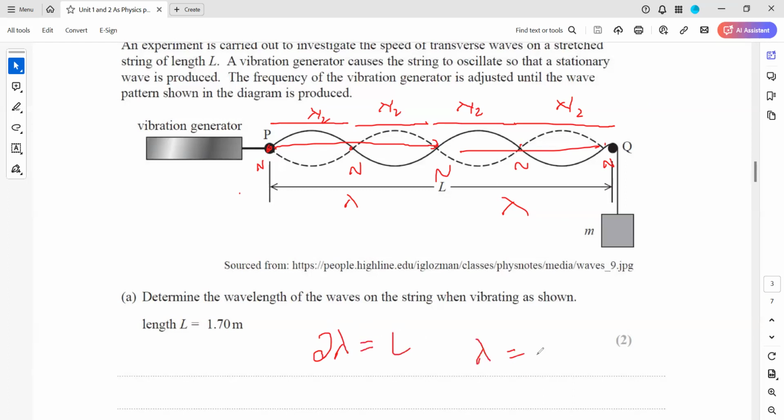And if we need lambda, lambda is L divided by 2, where L is the total length, 1.7, divided by 2. So each will be 0.85 meters. That will be the wavelength. So it depends on the pattern, according to the pattern we worked out.